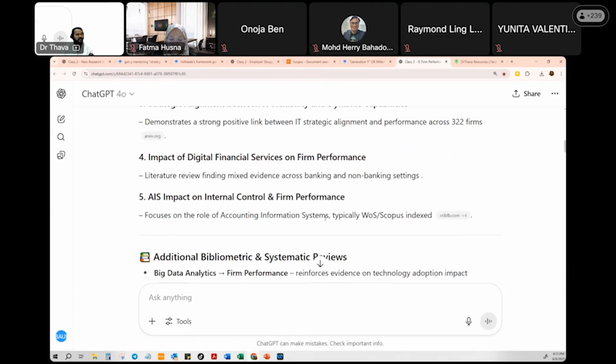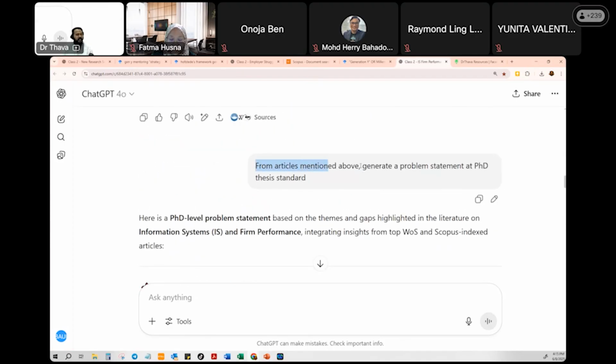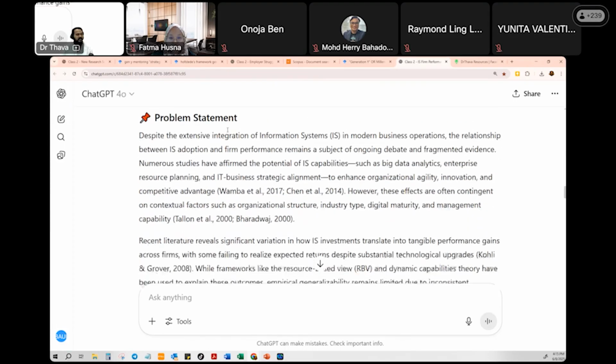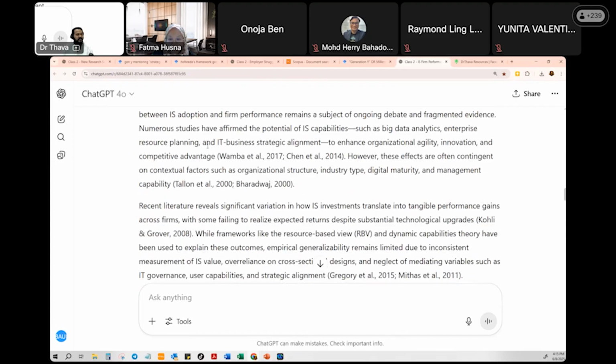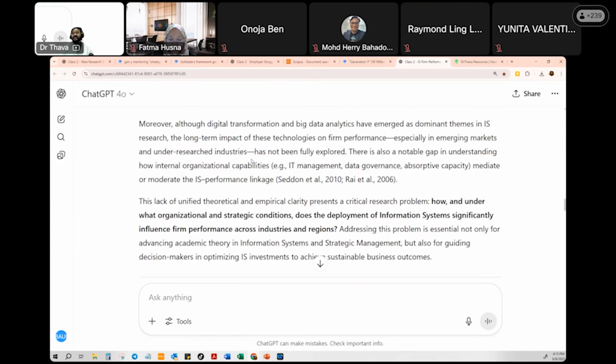So from these given journals, I asked the AI to write a problem statement from the articles mentioned above, at PhD thesis standard. Then the AI gave me this problem statement, from here all the way to here, which I can tell you is not enough.